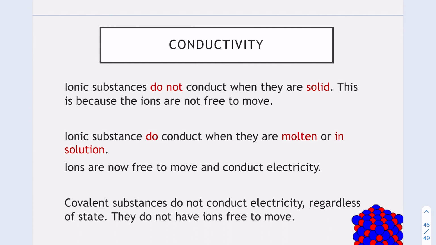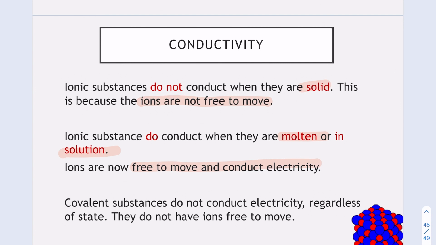Ionic substances do conduct electricity, but only in certain conditions. They don't conduct when they're a solid, because the ions aren't free to move, they're locked into place, they're not able to move around. However, when they are molten or in solution, so molten just means kind of melted, almost like lava, the ions are free to move and conduct electricity.